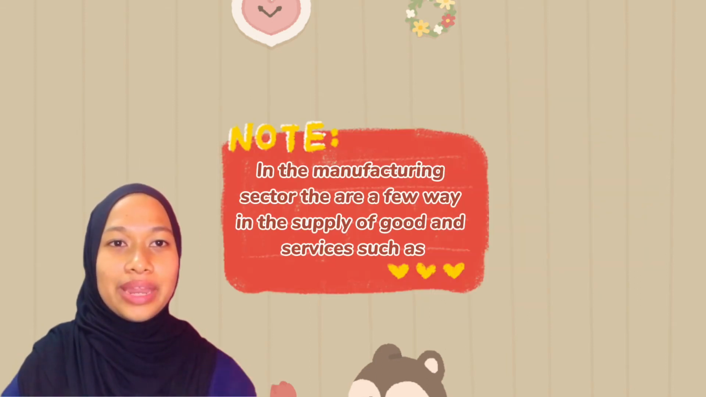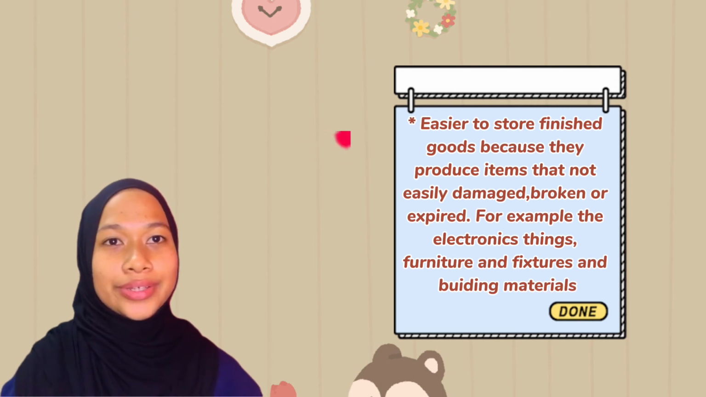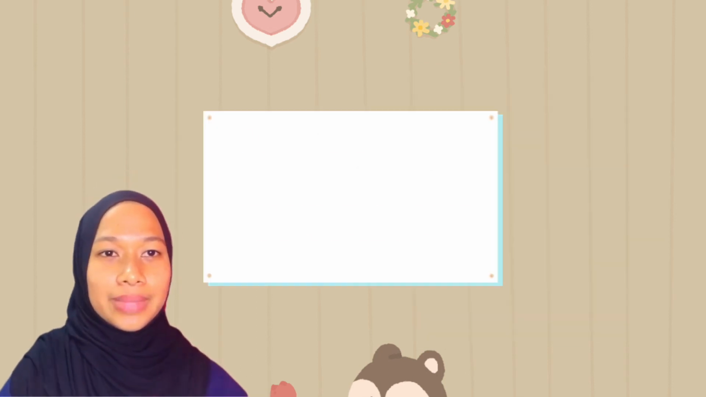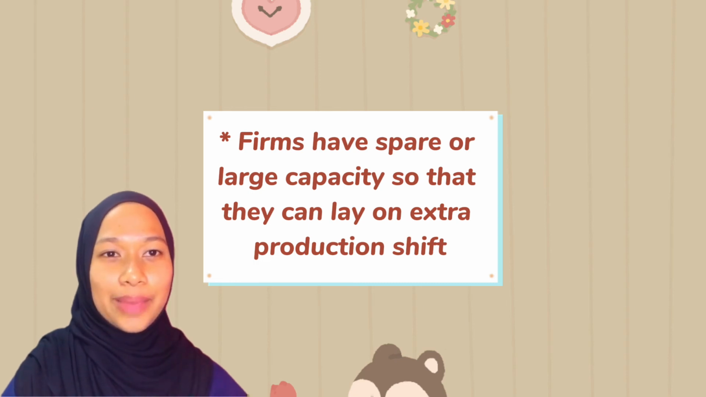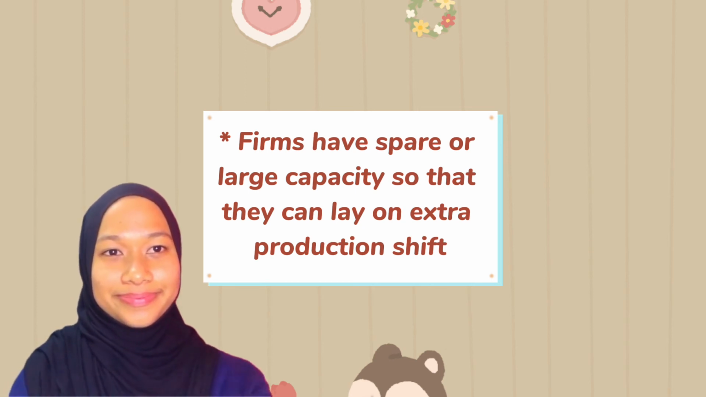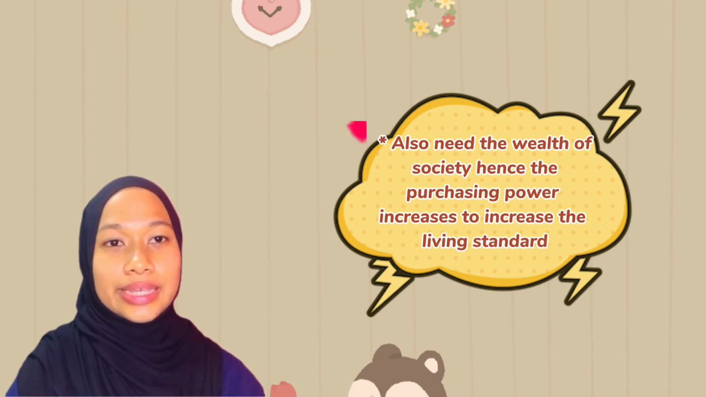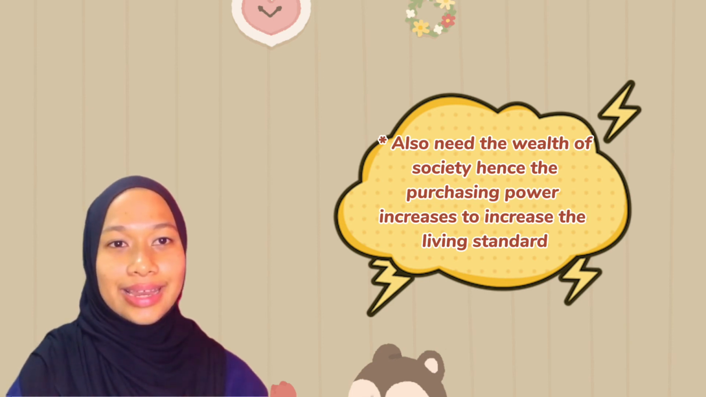In the manufacturing sector, there are a few ways to supply goods and services. For the first one, it is easier to store finished goods because most of what is produced are items that are not easily damaged, broken, or expired. For example, electronics, furniture and fixtures, and building materials. Other than that, firms have spare or large capacity so that they can run more or extra production shifts. Besides, they also need the wealth of society to increase the purchasing power and the living standard.